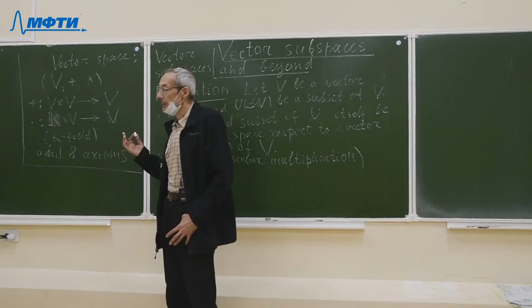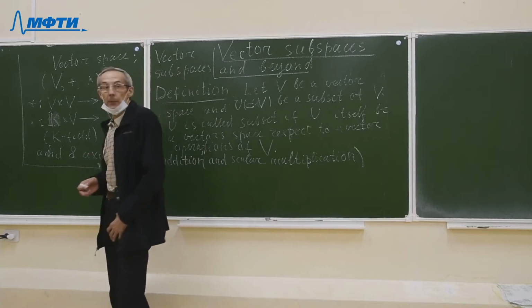I recall that an abstract vector space is some set.